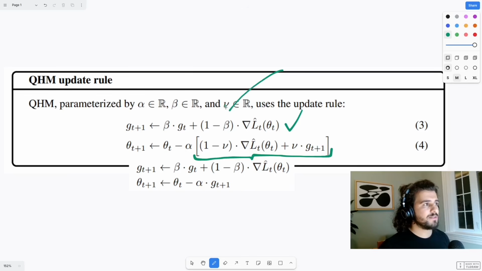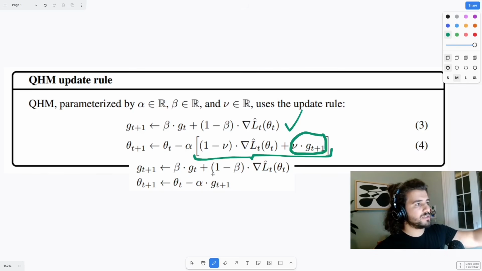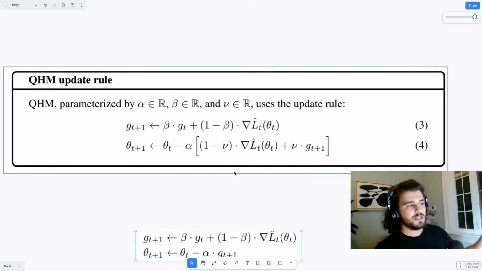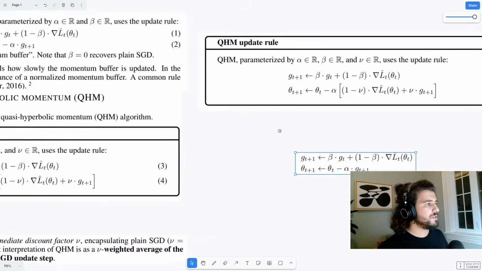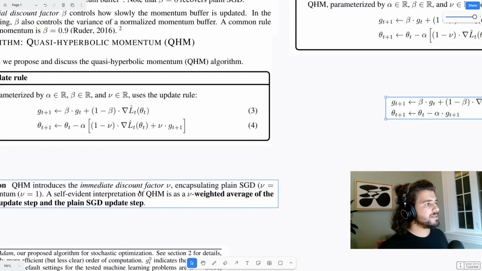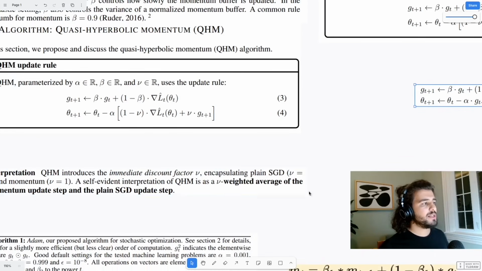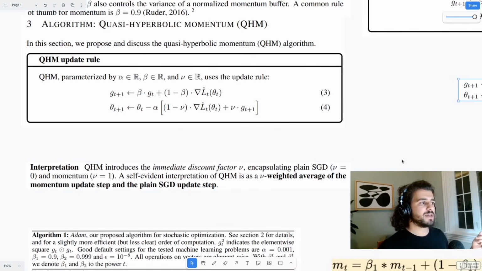Remember when I said that this is kind of a weighted average of two things? It's doing the same trick again. This thing is the weighted average between this quantity, which is very similar to this, and this quantity, which is something plus the rest, which is what was before. So what is going on? Effectively here, we have what they call the immediate discount factor V. So it's a weighted average of the momentum update step and the plain stochastic gradient update step.